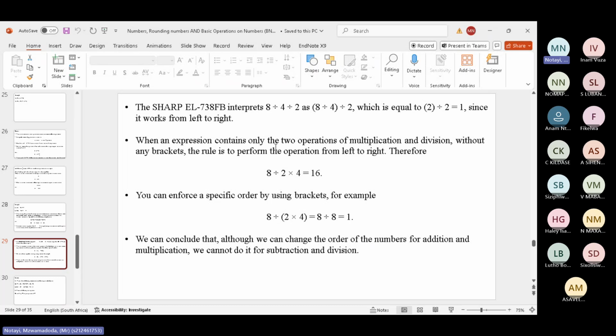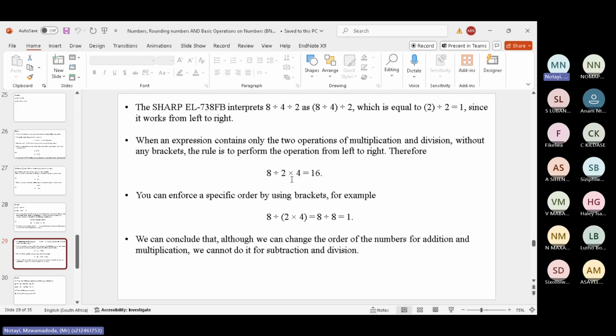So when an expression contains only multiplication and division without any brackets, the rule is to perform the operations from left to right. Therefore, 8 divided by 2 multiplied by 4 is equal to 16. So which is 8 divided by 2, which is 4, multiplied by 4, which is equal to 16.